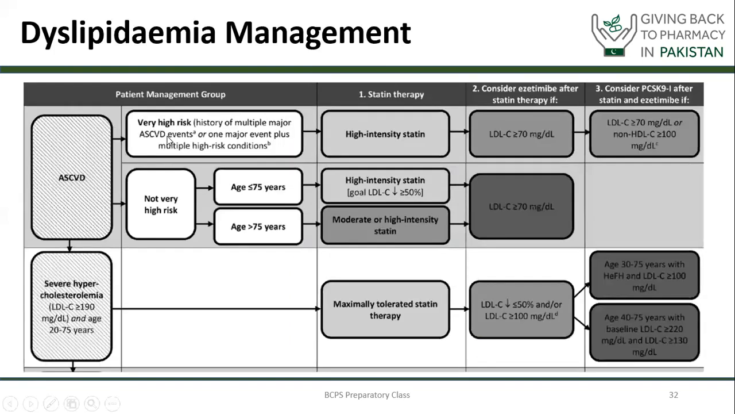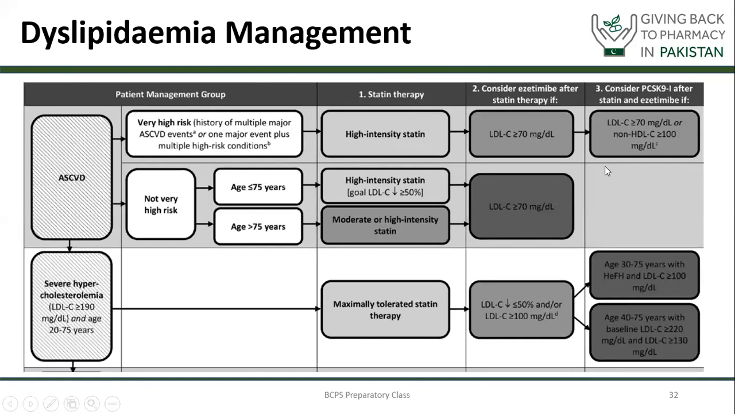If the patient has very high risk, multiple major events or major events plus multiple high risk conditions, you have to start high intensity statins. And on the first stage, if LDL-C is greater than 70 milligram per deciliter after starting the high intensity therapy, then you have to consider ezetimibe.